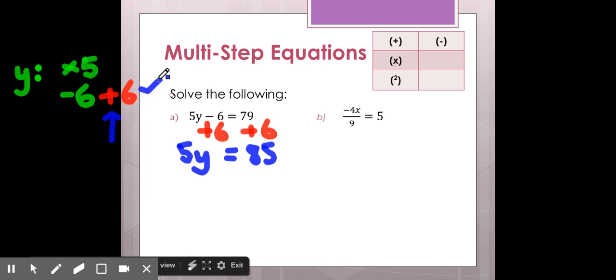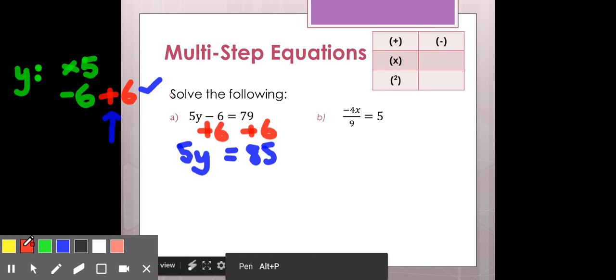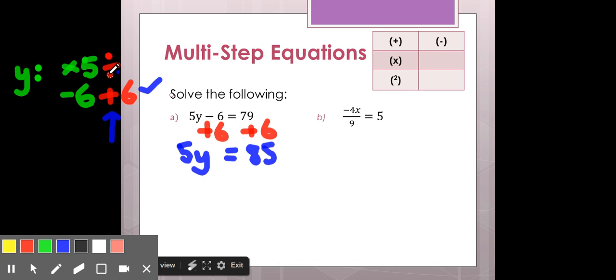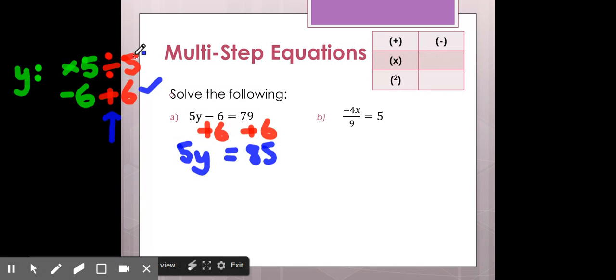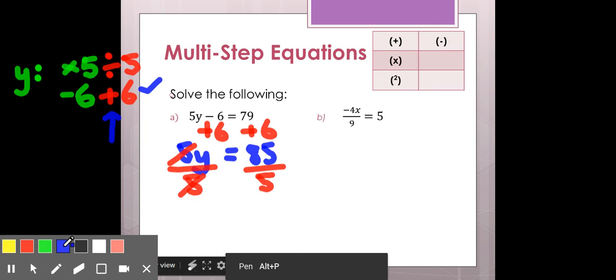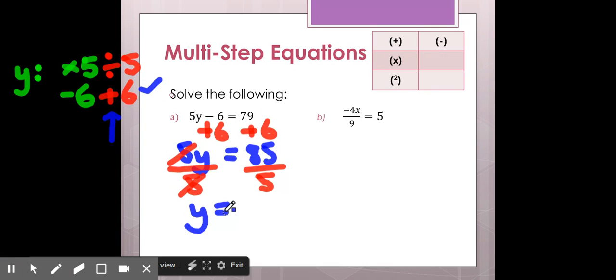Now I want to do the step above in reverse. Instead of timesing by 5, I'm going to divide by 5. So I'm going to divide this side by 5, and I'm going to divide this side by 5. 5 will cancel with 5, leaving me with y is equal to 85 divided by 5, which goes 13 times. And that's my answer because I've now completed both steps.